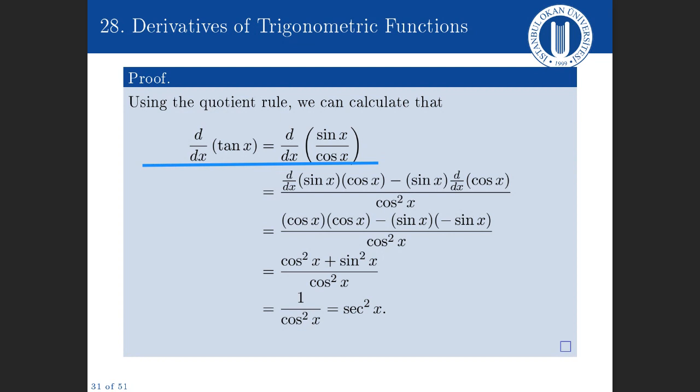So that's derivative of sine multiplied by cos x minus sine x multiplied by derivative of cos x, all divided by cos squared x. And after we've done our derivatives, look, we have cos squared plus sine squared on the top, but that's just 1. We get 1 divided by cos squared x, and that's exactly the same as sec squared x.